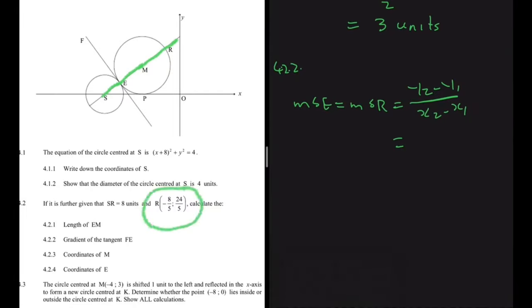So Y2 will be 24 divided by 5. And then Y1 will be 0, right? Because S rests on the x-axis. So 0 divided by X2 minus 8 divided by 5 minus X1 of S, right? We know that that is supposed to be -8, so it will be basically +8. Right? And then when you compute that, you get 3 divided by 4, right?